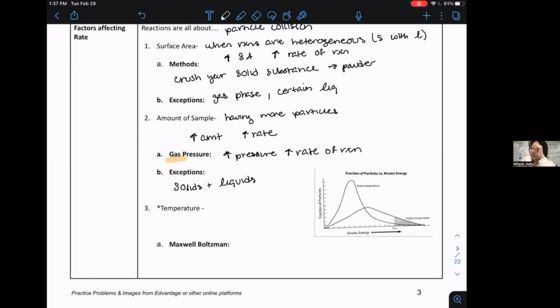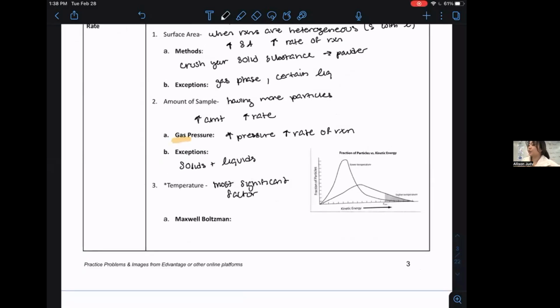Okay. Is temperature. Temperature is like a fail safe way to increase rate of reaction, and it's super easy to make that happen. It doesn't take any extra work. It just takes cranking up the setting. Okay. And here's why. Because it's actually the most significant factor. It's like hands down the best way, easiest way to produce guaranteed results, right? Increase temp, increase rate.